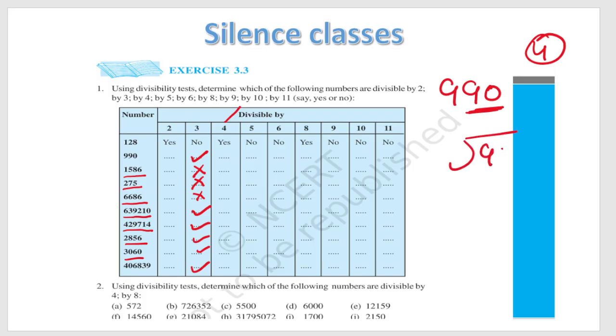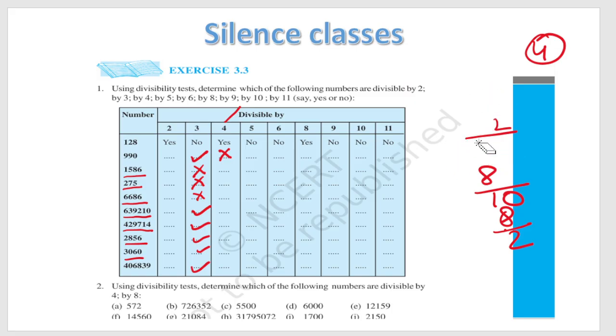If the last two digits are divisible by 4, then this means the number is divisible by 4. Okay, and the last two digits of the number are 90, and 90 is not divisible by 4. This means the number 990 is not divisible by 4.